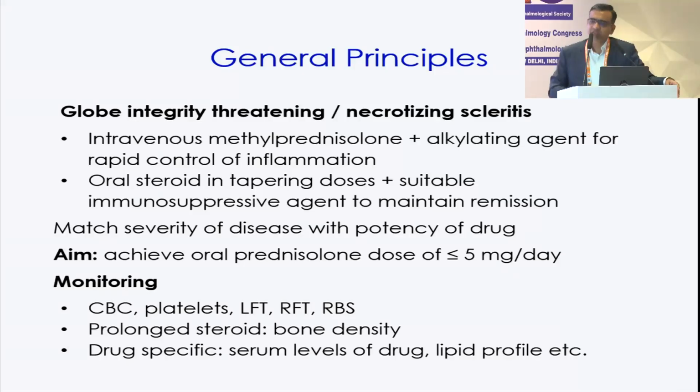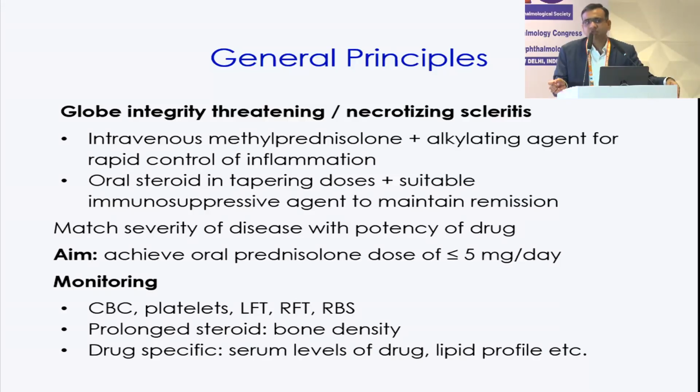So the general principle is you match the severity of the condition with the drug that you want to use. So if you have a case where the globe integrity is threatened, so you have a PUK which is perforated or is about to perforate, you also have necrotizing scleritis, you don't really have time for the slower acting drugs. So you need to give them a reasonably high dose of systemic corticosteroids. Usually we use intravenous methylprednisolone, 500 milligrams to 1 gram a day, and you repeat it over the next 2 days, so about 3 days.